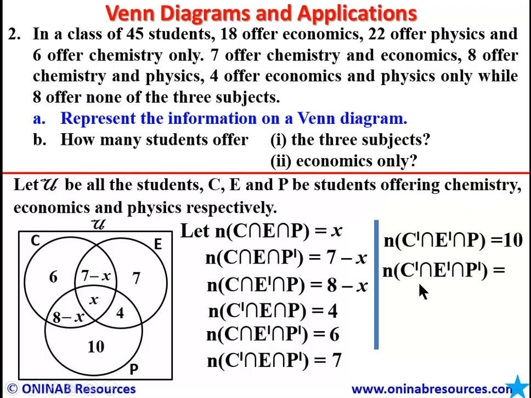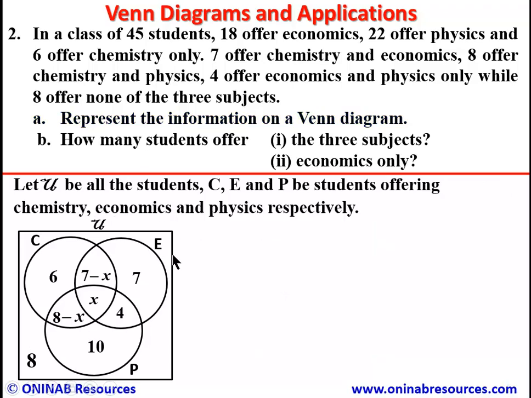So we now go ahead to calculate those that are offering neither of the 3 subjects. That is C prime intersection E prime intersection P prime. So here, 8 offer none of the 3 subjects, so they are 8, and it is going to be found in the region outside the 3 circles, so it can be placed anywhere outside the 3 circles. With this, we have done justice to problem A. We now go ahead to problem B.